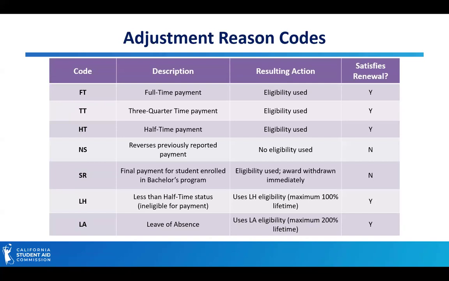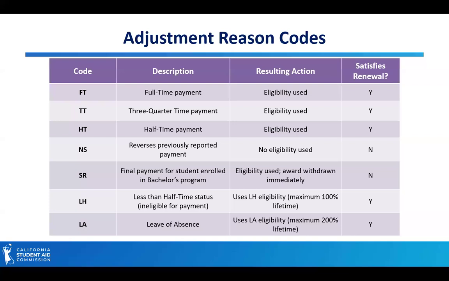Now, here are our adjustment codes. We have 15, but I'm only going to talk about a few of them here. Again, the big ones, or our payment ones, are FT, TT, and HT, so full time, 3/4 time, and half time. We also have NS, and this is the code you will use if you need to reverse a payment. So I report a payment for this student, find out they're not eligible, then you will use NS and 0 to back out that payment.